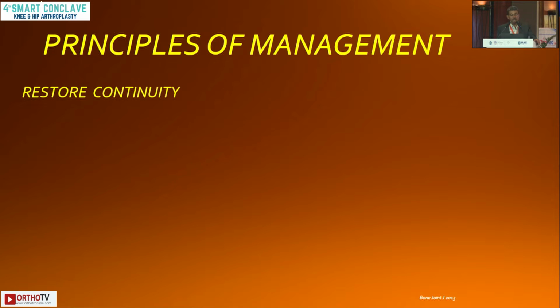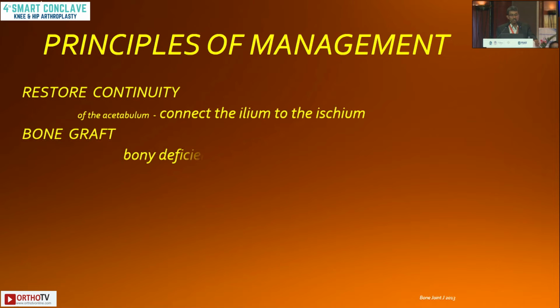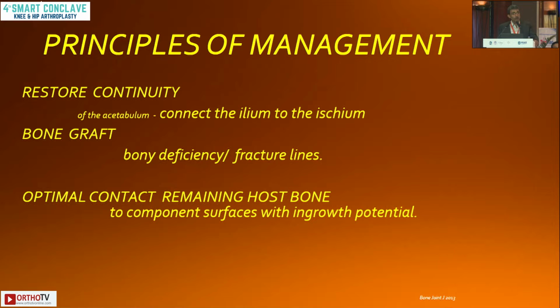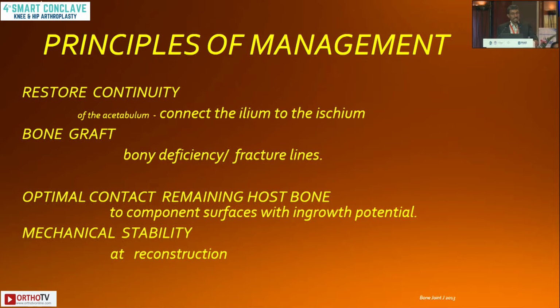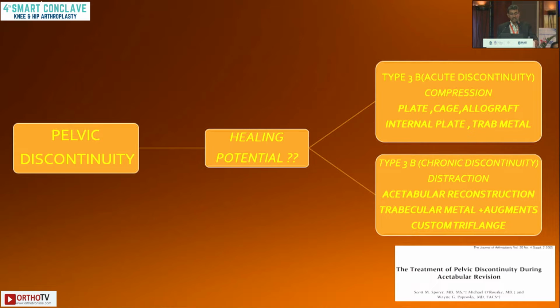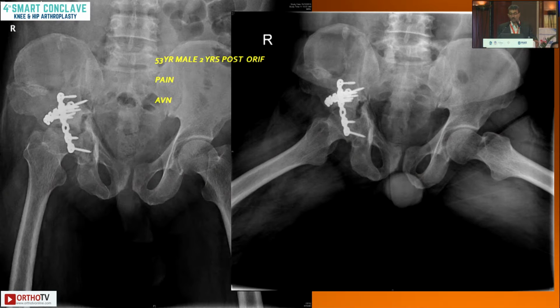Now, the principles of management: you restore continuity, basically establish the connection. You need bone graft because you need some potential for bone formation. You need optimal contact with the remaining host bone, and obviously you need mechanical stability at reconstruction. Now, healing potential has to be evaluated depending on the duration, and it has to be evaluated properly so that you achieve bone union when you go ahead and do the total hip replacement.